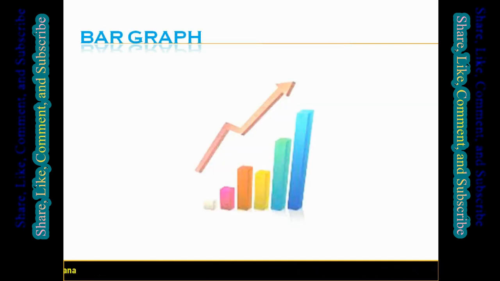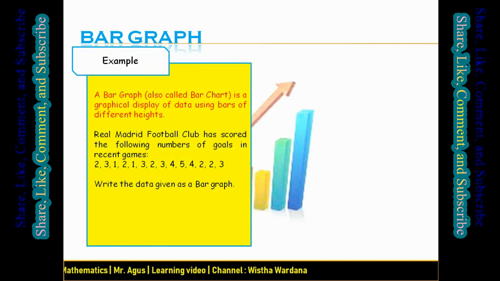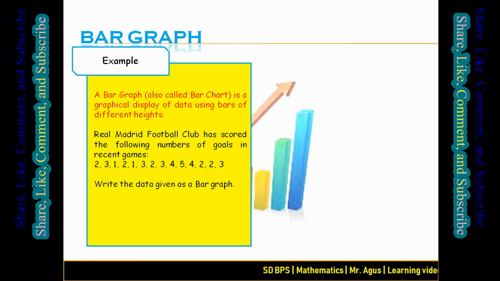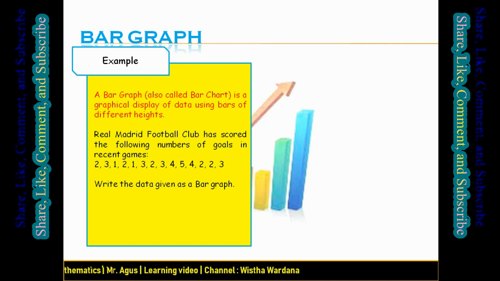Let's continue. Okay, the third is bar graph. Bar graph is one of the popular ways for representing data. Almost everyone uses a bar graph to represent their data because it is easy to read and find information from the data. A bar graph, also called a bar chart, is a graphical display of data using bars of different heights. The highest bar means the data has the highest frequency.